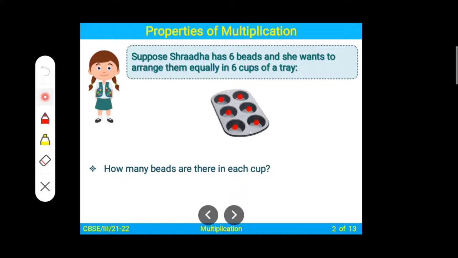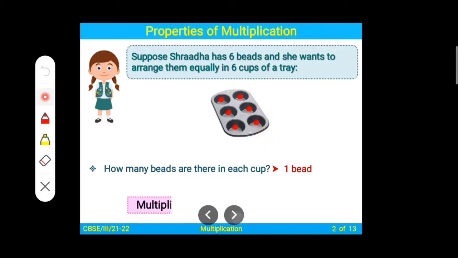Now, how many beads are there in each cup? There are 6 beads in total, and she arranges them equally, one by one, in the cups. So now tell me, how many beads are there in each cup? मतलब one cup में कितने beads है? Red color का जो आपको दिख रहा है that is a bead. So you can see that there is only one bead in one cup.